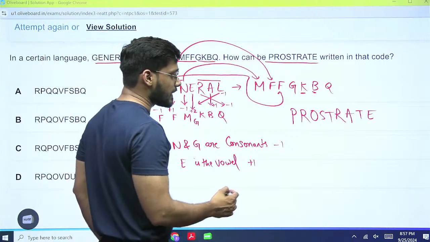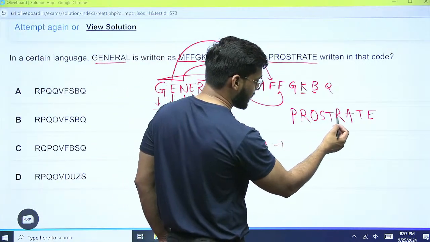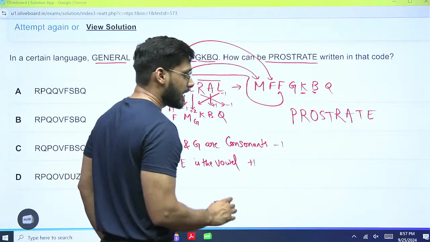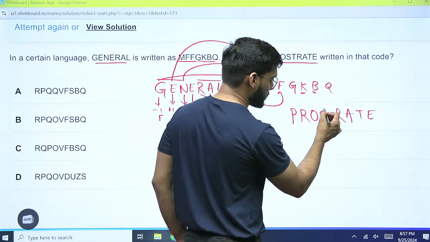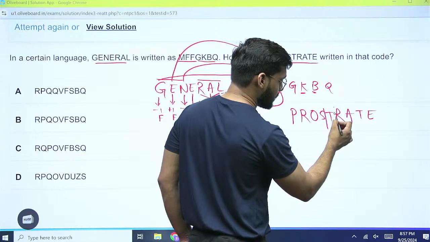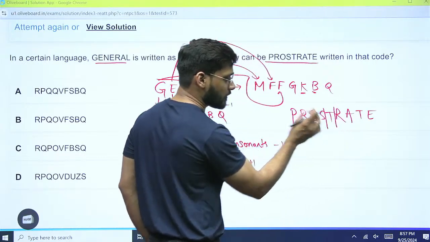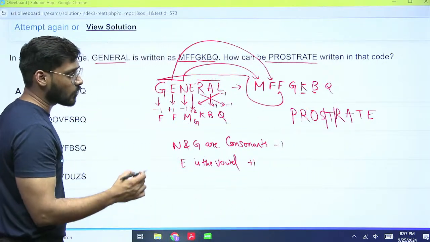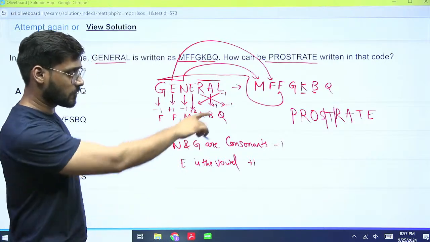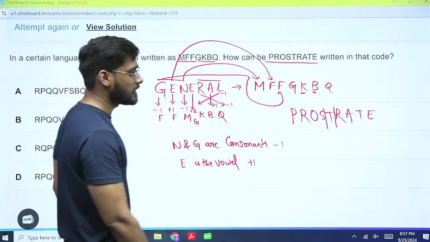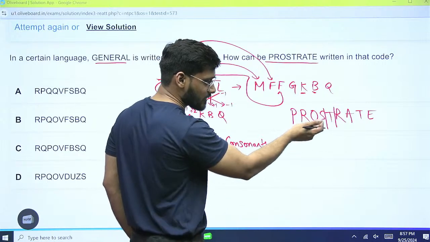How many letters are there? 3, 4, 5, 6, 7, 8, 9. There are 9 letters. How do we break these 9 letters into equal parts? Into 4 and 4 parts. First we break these 4 letters, then we break these 4 letters, and then the middle one. What is the pattern used behind the middle letter? That is +2, so we will also use +2 on the middle letter. But first we will make it in the reverse order.